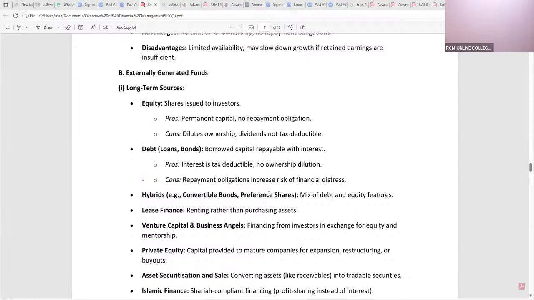So even preference shares, of course, they will be the convertible ones. Then, ladies and gentlemen, to raise these long-term funds, we have what we call lease finance. And I would really advocate for this lease financing, ladies and gentlemen.